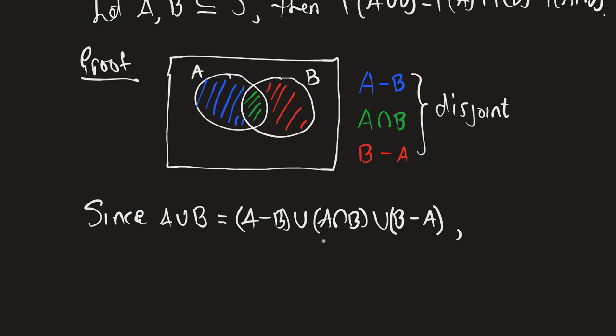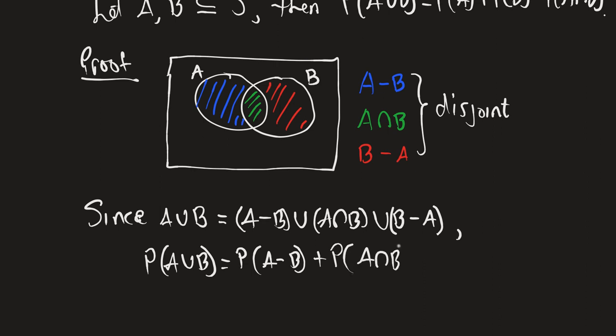So, if we take the probability of this, because they're disjoint, one of our axioms of probability says if you're taking the probability of the union of events that are disjoint, you simply add the individual probabilities together. So this would be the probability of A minus B plus the probability of A intersect B plus the probability of B minus A.